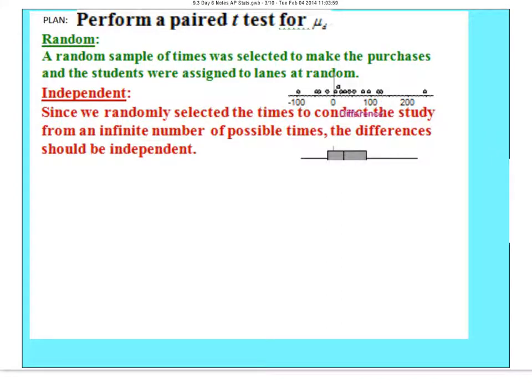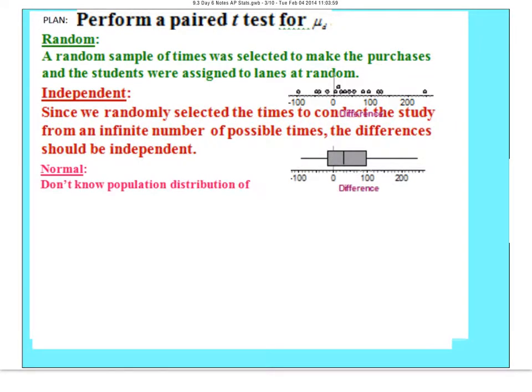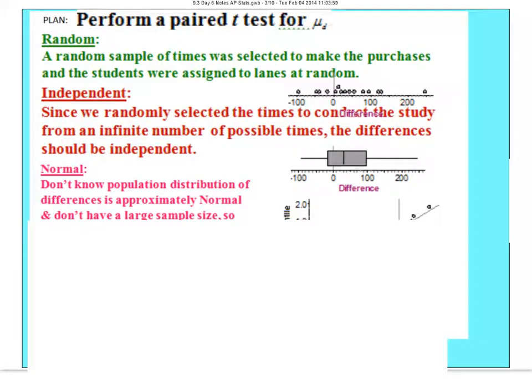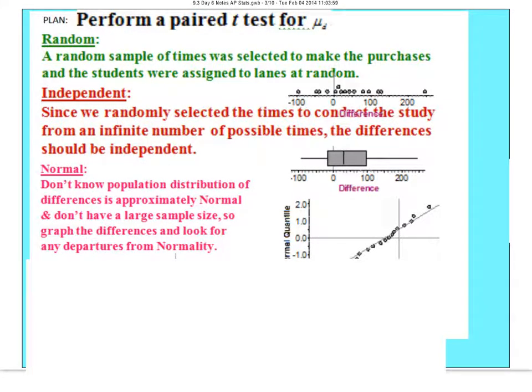So we could say 12 times 10, there's going to be more than 120 visits to this store, so that's fine. Now for normal, our sample size was only 12, and I don't know if it's coming from a normal population, and our sample size was small, so we do need to graph this out and look for differences in normality. Now here I have a couple different graphs.